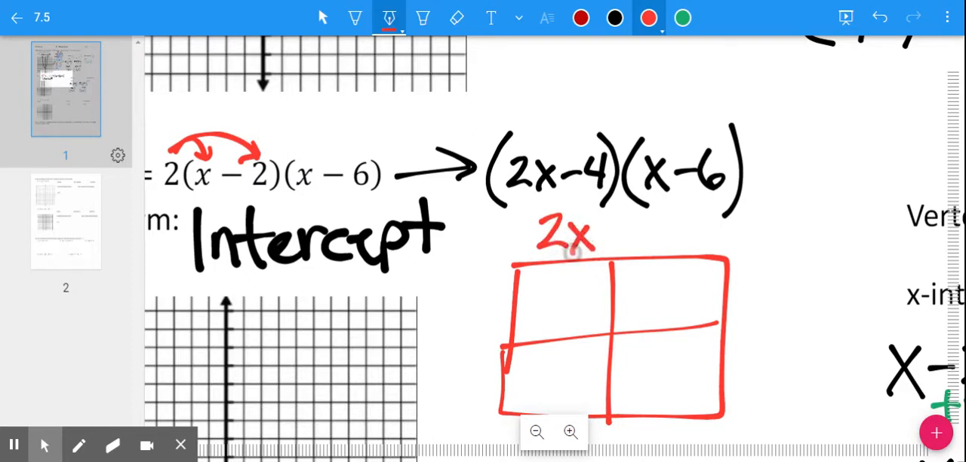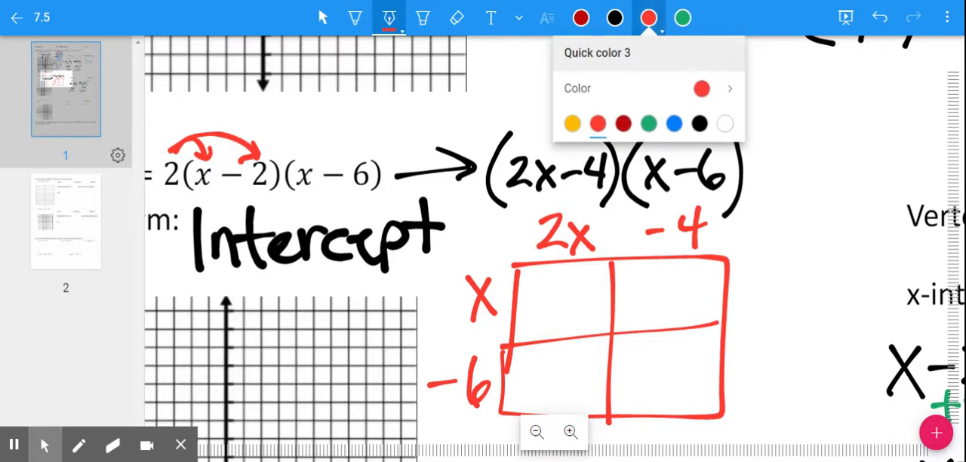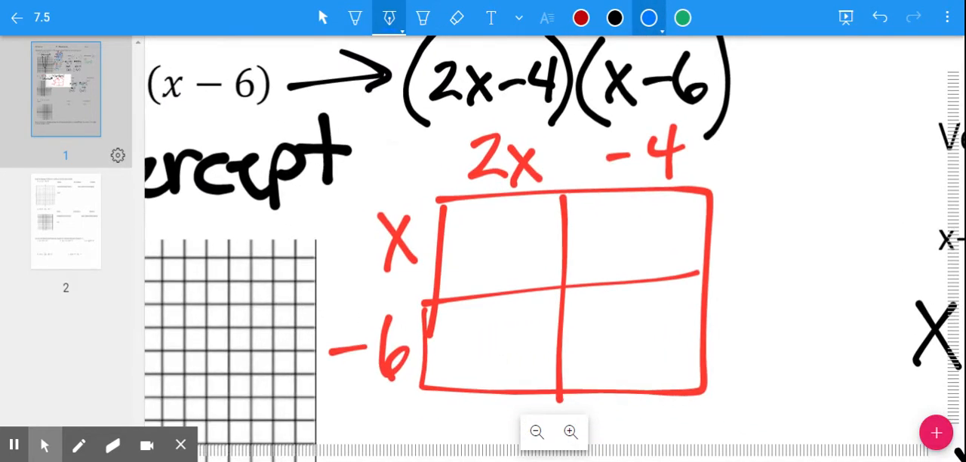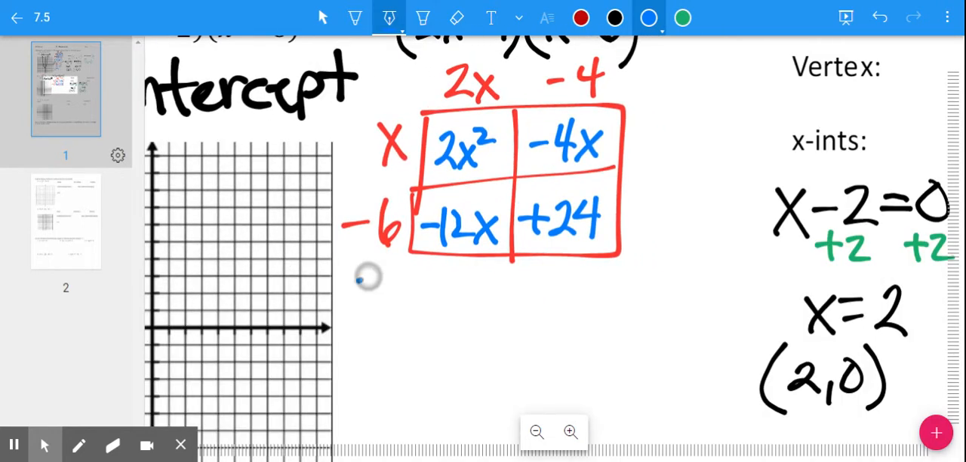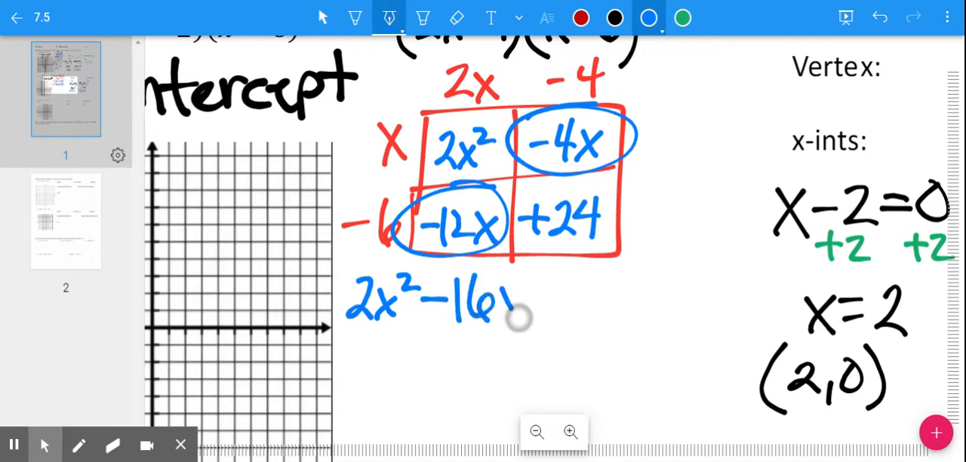So we have 2x minus 4, x minus 6. So when we do that, we have 2x times x, which is 2x squared. We have negative 4 times x, which is negative 4x. We have 2x times negative 6, which is negative 12x, and negative 4 times negative 6, which is a positive 24. So now we can rewrite. We have 2x squared, combine like terms, minus 16x plus 24.